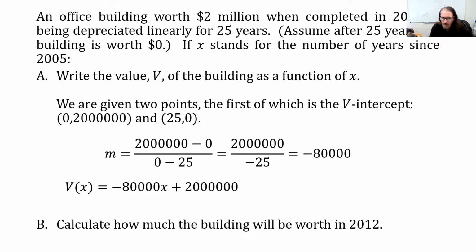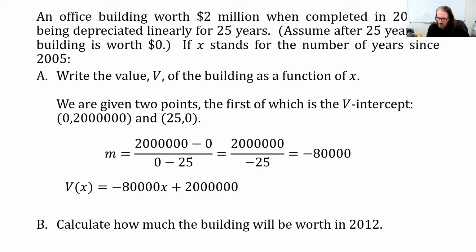Notice that I have not written y equals negative 80,000 x plus 2 million. Instead, since we are given a name for the variable, for the value, that is V, not y, and we're supposed to write it as a function of x, I didn't write y equals that, and I didn't write V equals that. Instead, V of X is equal to negative 80,000 X plus 2 million.